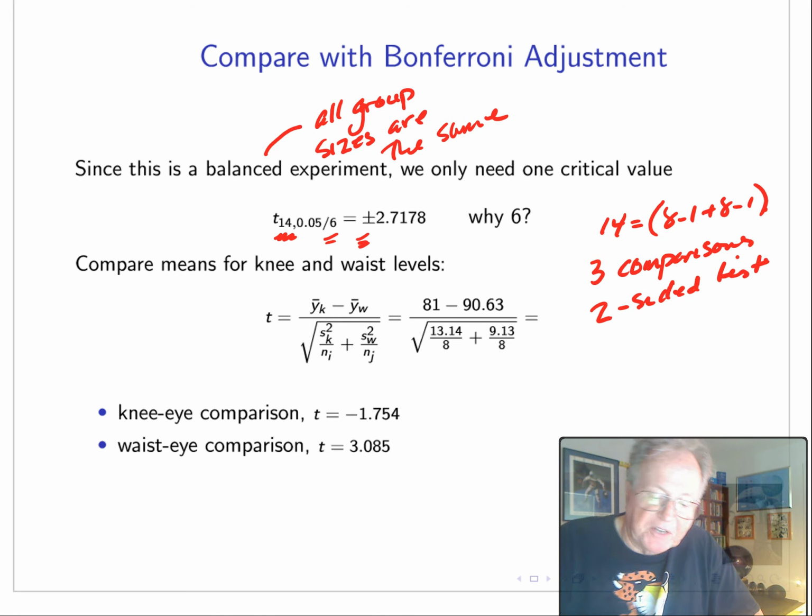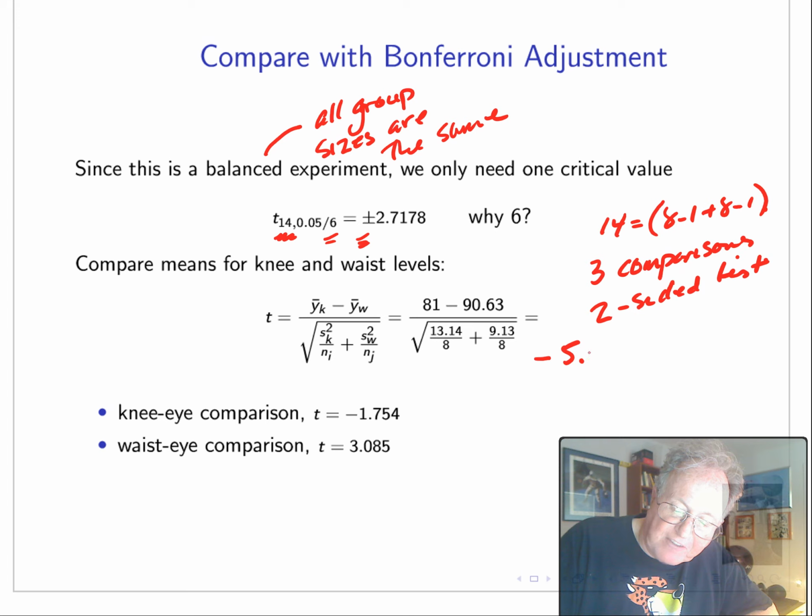Hence the plus minus. Let's compare the knee and waist levels again. So here's our t statistic, the difference of the means, and then in the denominator, the square root of the standard errors for each group. So 13.14 over 8 plus 9.13 over 8. And that test statistic comes out to be minus 5.77, which is much, much less than minus 2.7178, and so they differ.